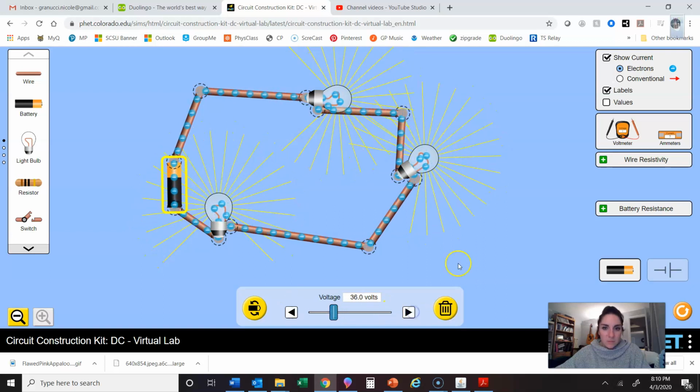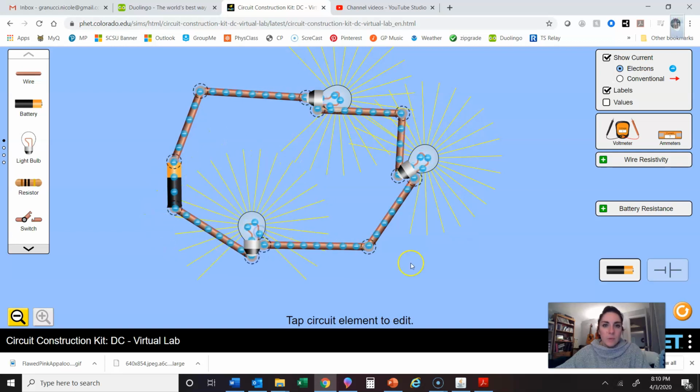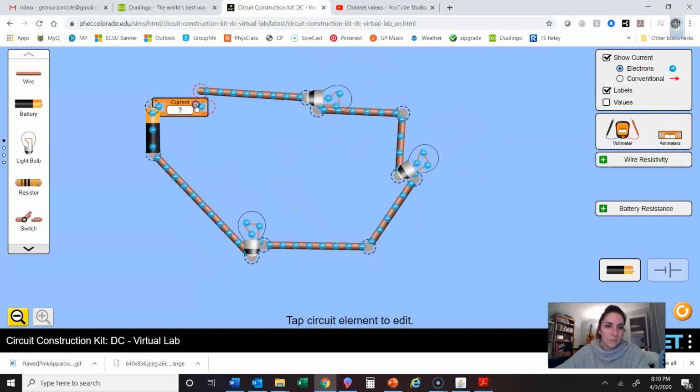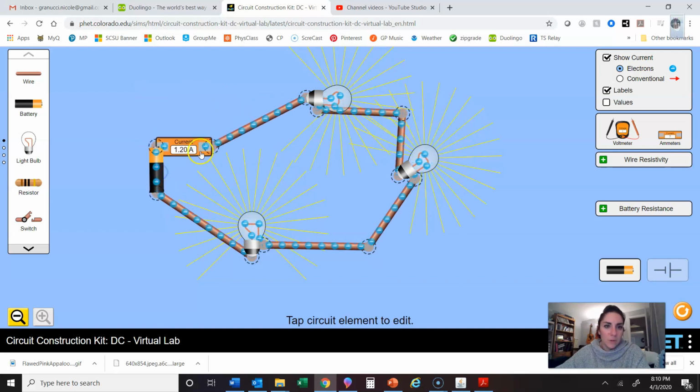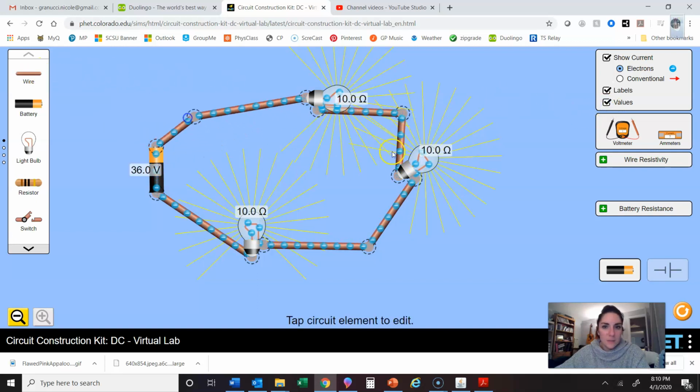Let's do 36. I hope you notice that in this circuit, the electrons are all moving at the same speed. If I take this ammeter and put it right there, you would see a current of 1.2 amps. If I put it somewhere else, say right here, it will be a boring 1.2 amps. So the current is the same through each one of the branches, through the bulbs, and through the battery. The current is the same in series.